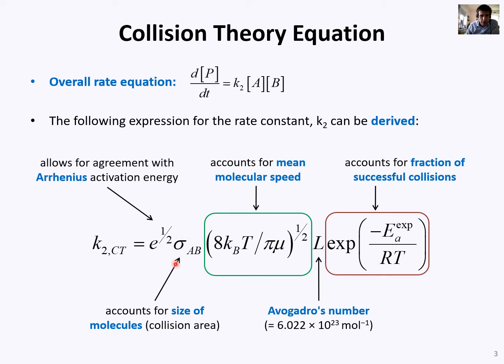And then you have two other parameters here. This one here is basically telling us about the size of the molecule, so it's saying that the bigger the molecule, the more likely it is to collide. And finally, you've got this term here, which is basically just a constant. So e here is Euler's number. ln is log to the base e, the natural log. Euler's number is about 2.7. And this basically allows for agreement with Arrhenius, and by the end of this video, you should know what that means.